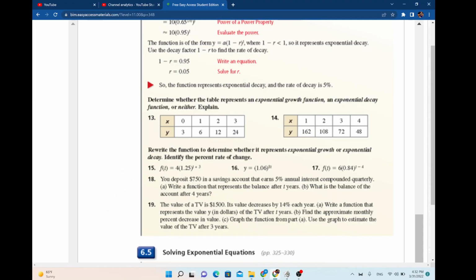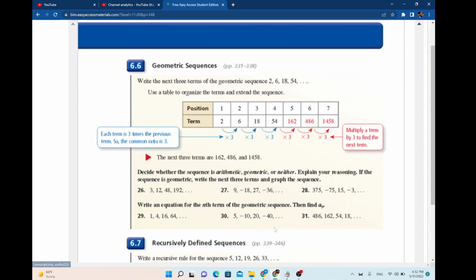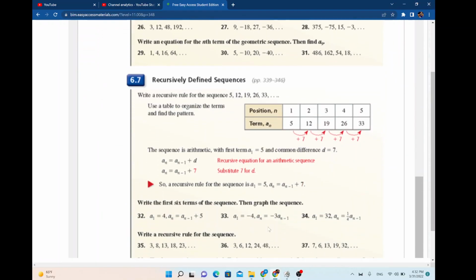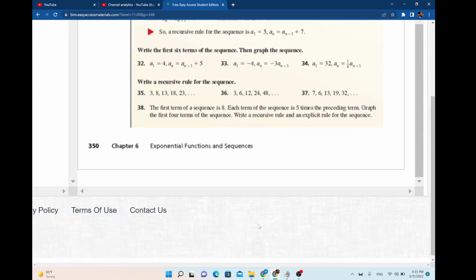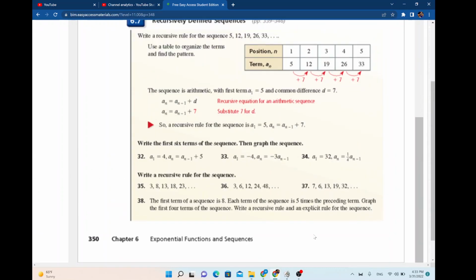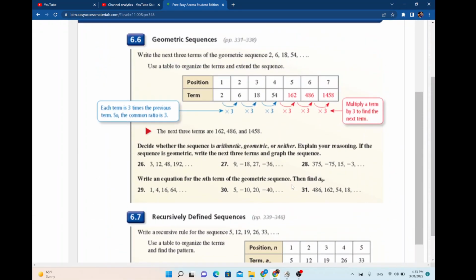Okay, so now the next page. So 6.5, 6.6, 6.7, so now they're becoming relatively easy. And let's see, any 6.8 stuff? I doubt it. Okay, so let's go back. 6.6. So write the next three terms of the geometric sequence.